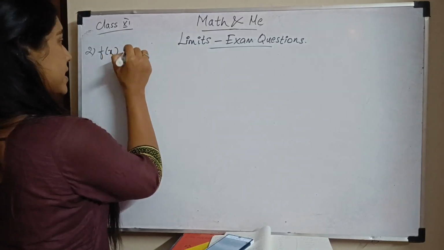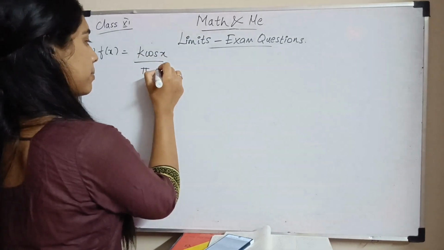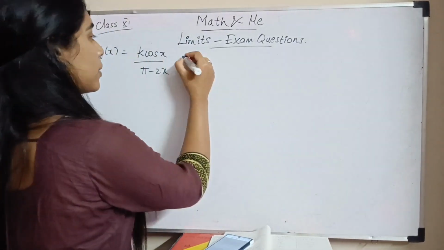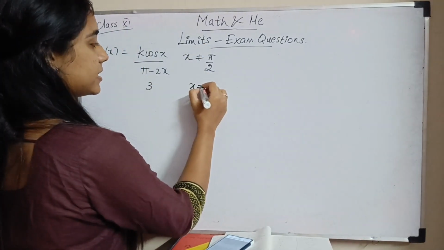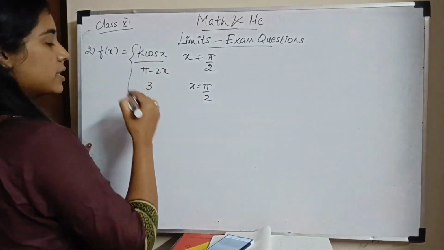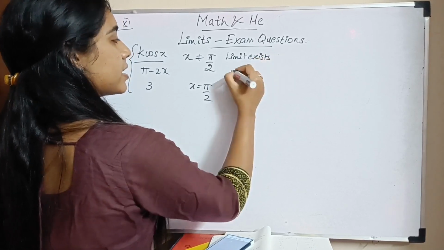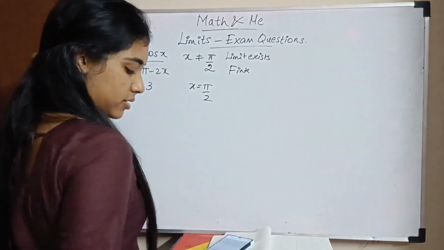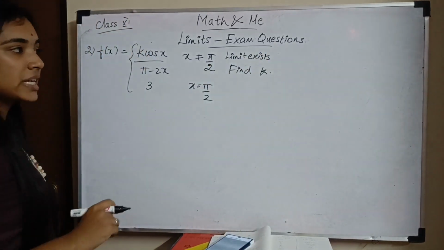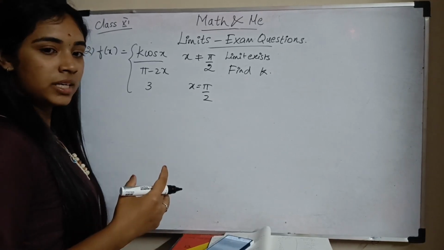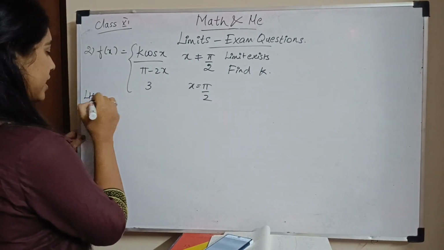F of x is equal to k cos x divided by pi minus 2x when x is not equal to pi by 2 and 3 when x is equal to pi by 2. So they say that limit exists. Find k. Okay? So இப்போ limit exists na என்ன அர்த்தம்? Left hand limit is equal to right hand limit. அப்படினா limit exists ஆகும். So what is your left hand limit?